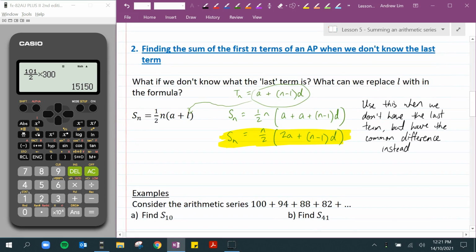Okay, so we can compare the two. I'll highlight this one in green. We use this one when we have the last term, because it's got the L in it. However, if we're not given the last term, but instead we're given the common difference, we need to use the formula highlighted in yellow, because it has the letter d for difference. Okay, so make sure you know both of these formulas and know when to use them.